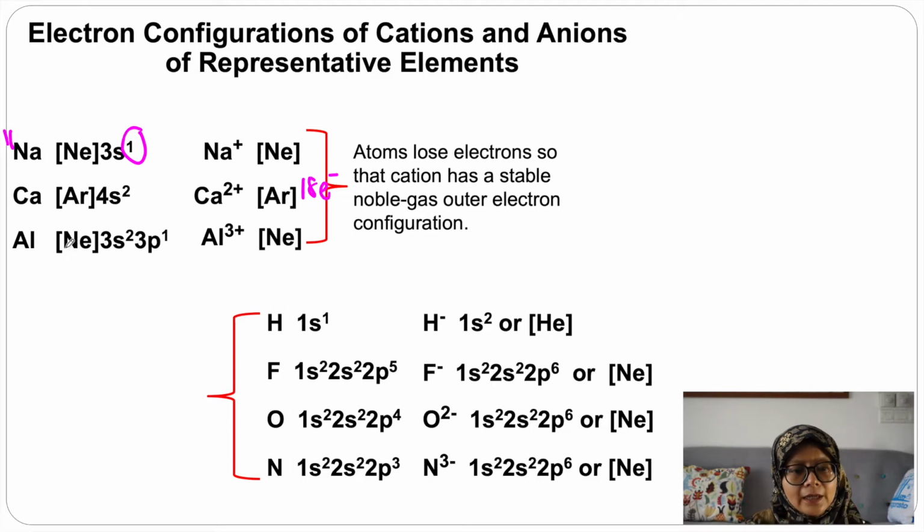Other than that, we have aluminium. The electron configuration here is Ne 3s2 3p1, and as you know, aluminium has a tendency to remove 3 electrons from the 3s2 and 3p1, so it gives the new electron configuration for aluminium 3 plus as neon. So this is for cations.